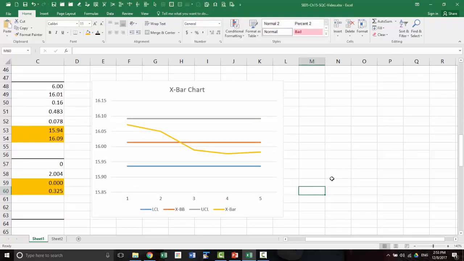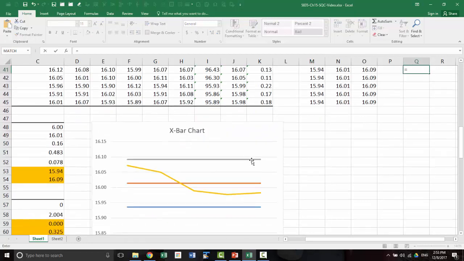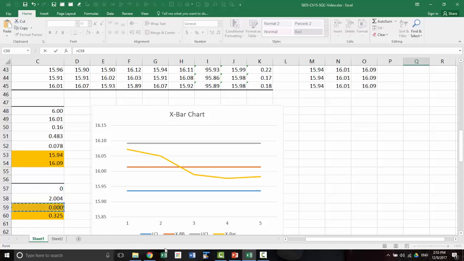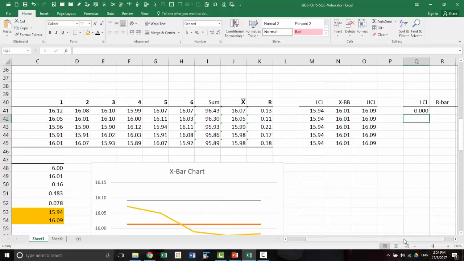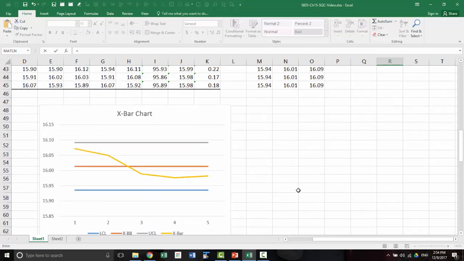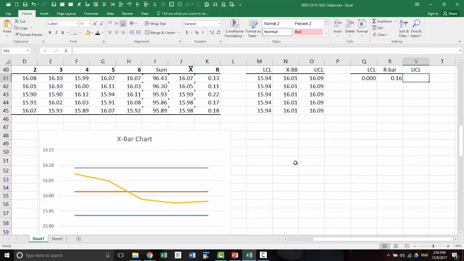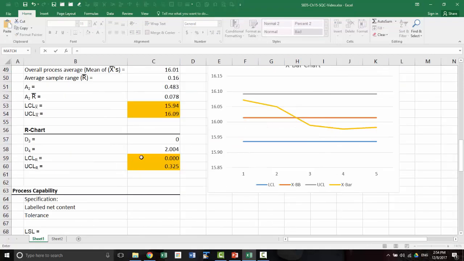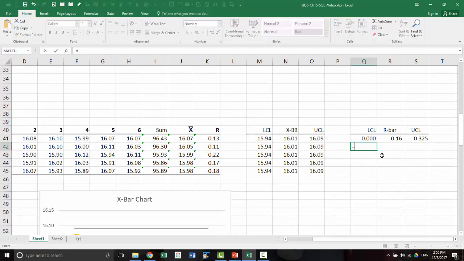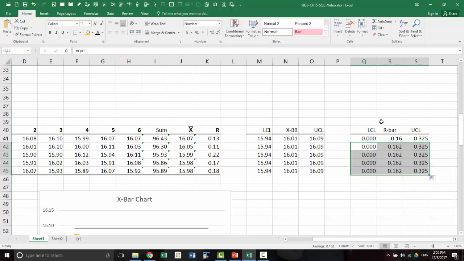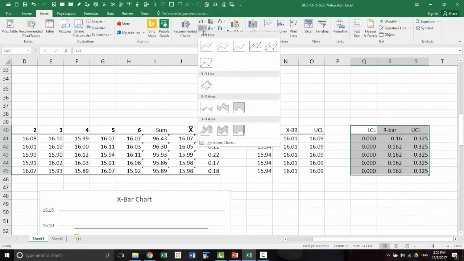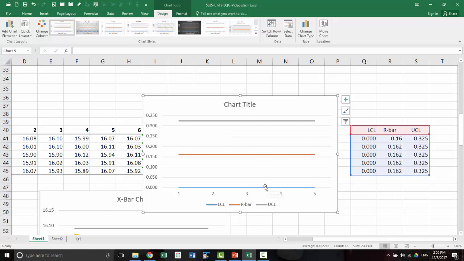We do the same thing for the R chart. The lower control limit of R is that cell, and then we have R bar, and then the upper control limit for R is here. Then we have to repeat the same number, so set that up as the previous cell. Copy it this way, copy it that way. Then we have the same number repeating, so we get 3 horizontal lines. Highlight, insert line graph, and we have the 3 horizontal lines there.